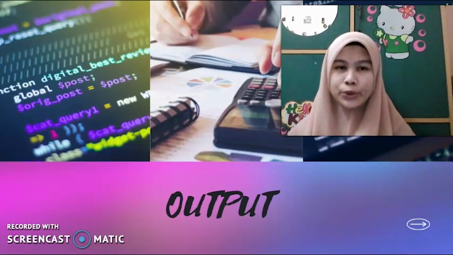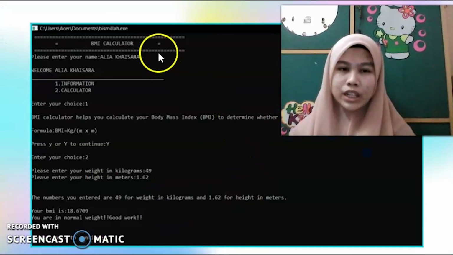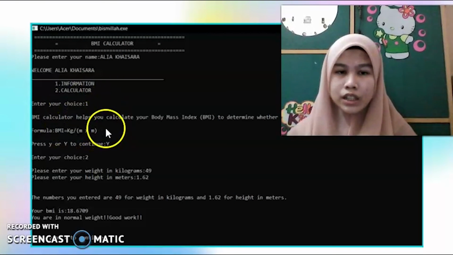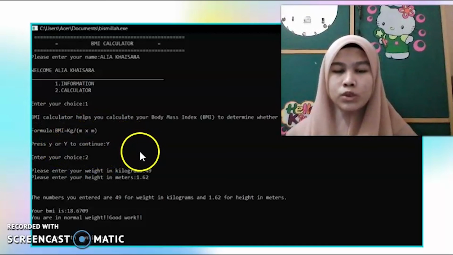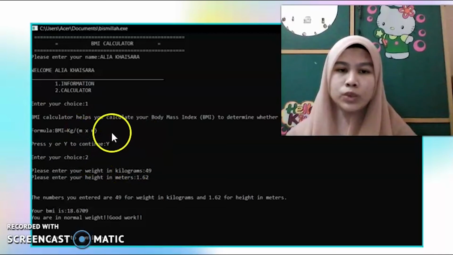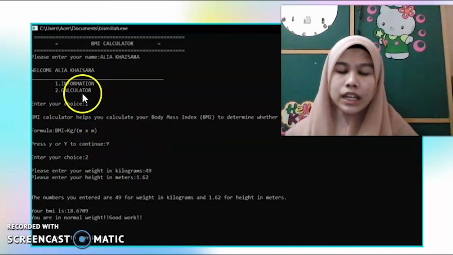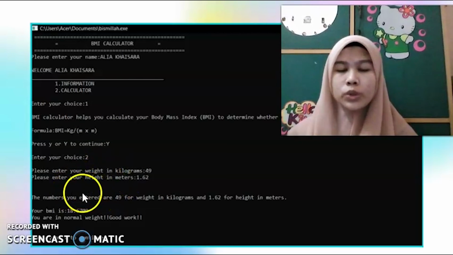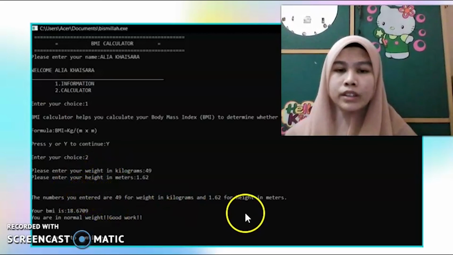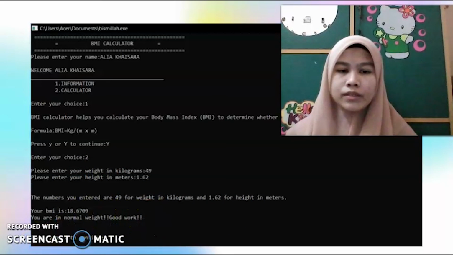Now, let's view a few of the users' outputs. Situation 1, where the user inserts 1 first. Then it will give the information. Then the user presses Y to continue the system and choose another option, which is the calculator. And then at option 2, it will show the BMI and the advice statement.